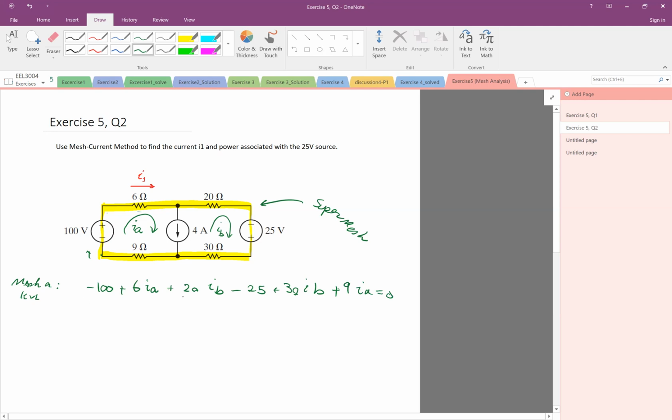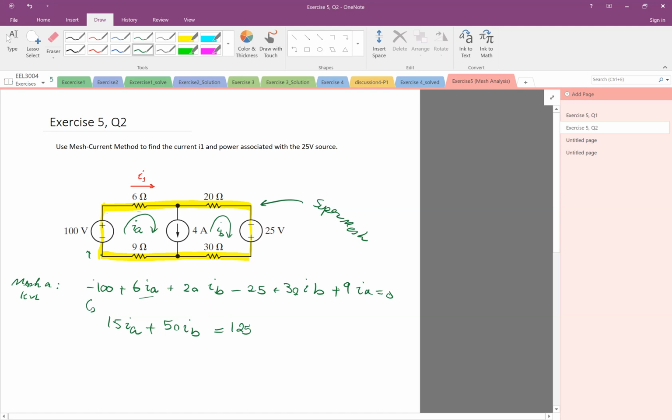I can just group them together. So I see 6 IA and 9 IA, so 15 IA. And then 20 and 30 IB, 50 IB. And then I have negative 100, negative 25, 125. It's negative, but I take it to the other side. Okay, so good. So this is our first equation.